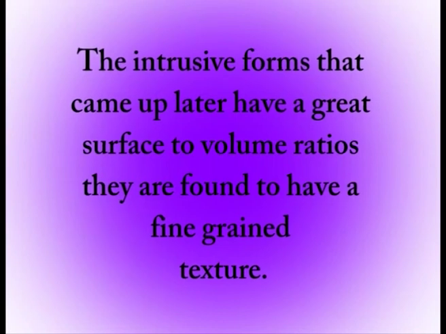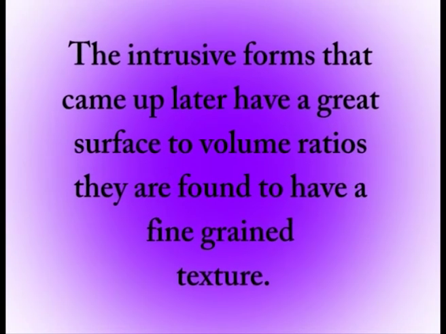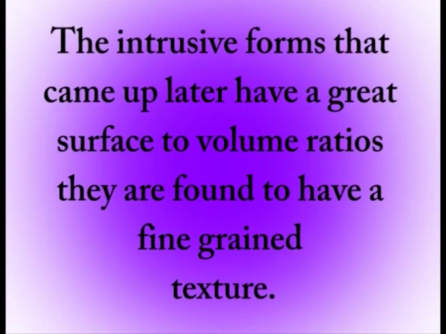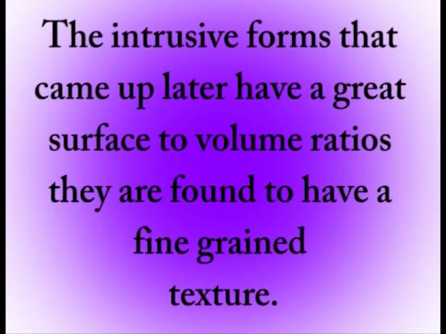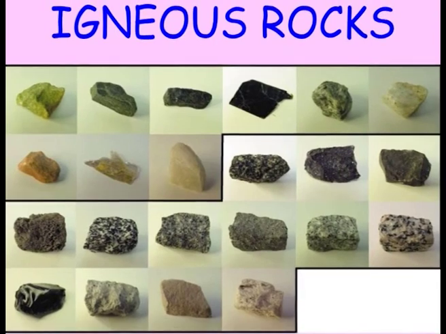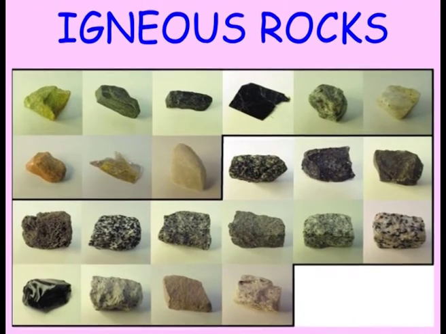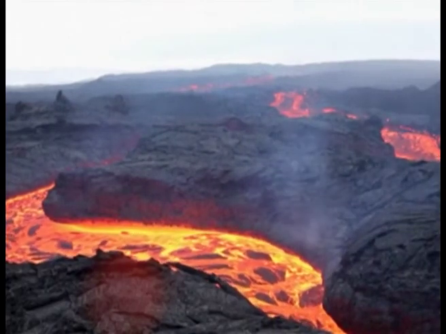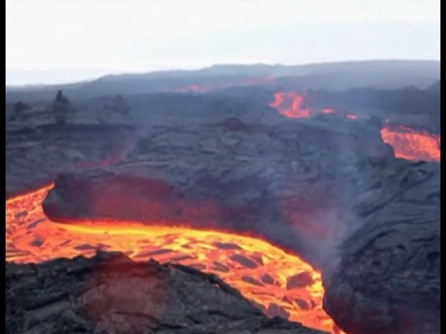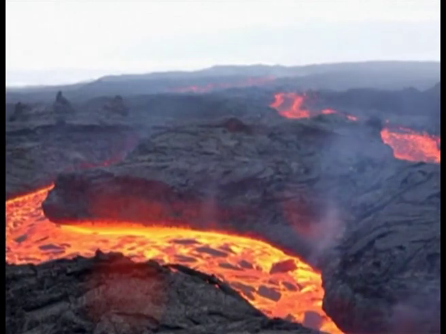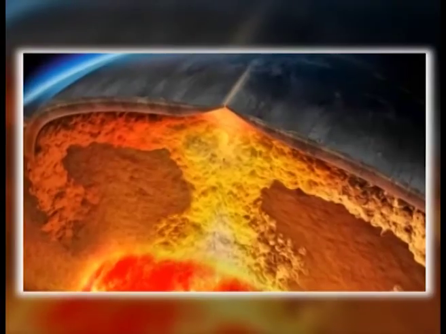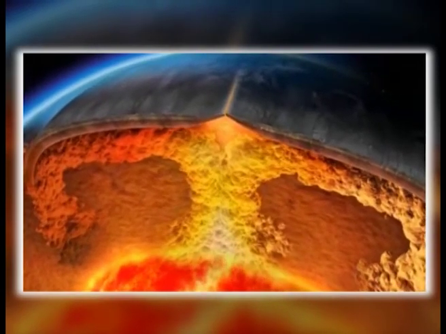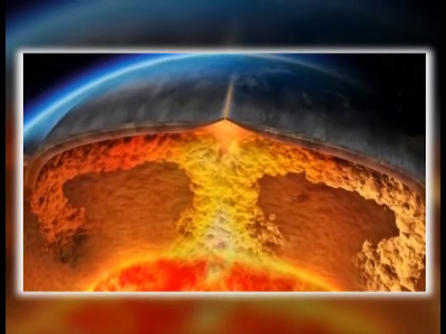The intrusive forms that came up later have a great surface to volume ratio. They are found to have a fine grained texture. These resemble an extrusive igneous rock and are not usually intrusive. Whatever the structure is, the magmatic intrusion is shown to represent the constant addition of material to the crust. The crust rises and gradually they are pushed up from below, leading to the formation of mountains.